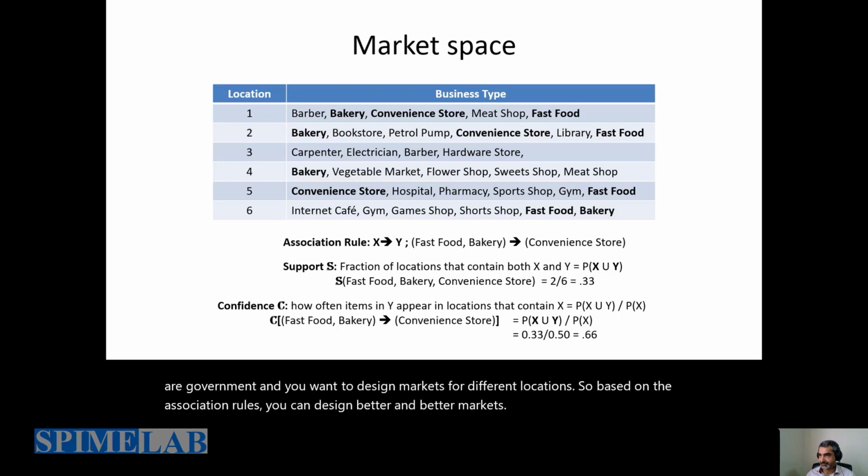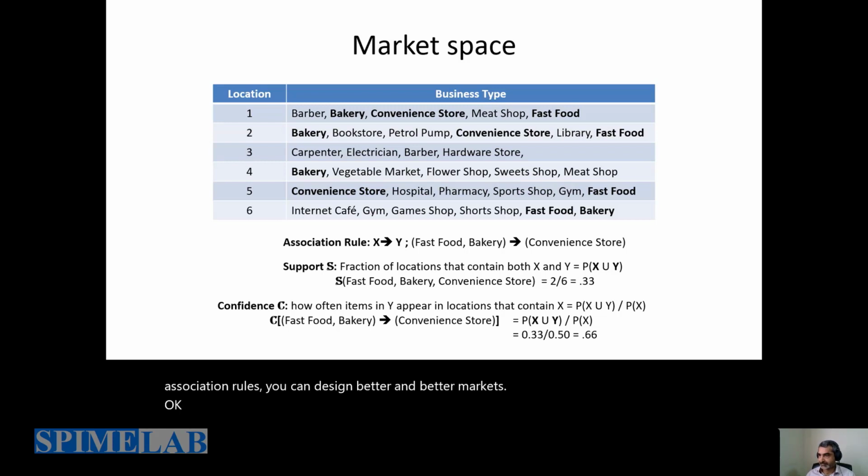Okay, got it. So in that case, Professor, is there a specific value above which it will be considered a good number, and under which it will be considered not a good one? Like any specific values for support or confidence? This is a very important and good question. So it's going to be a subjective number.